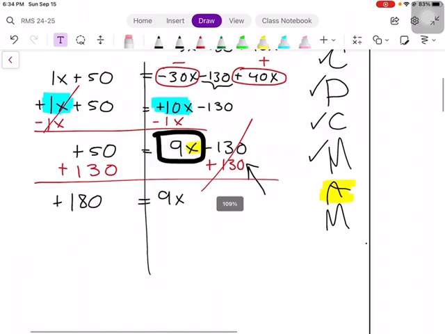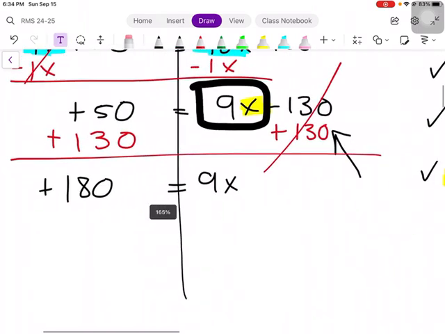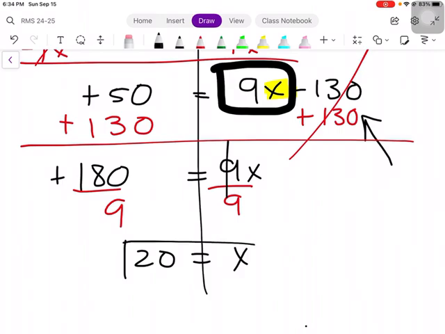So that leads us to here. We're on our very last step now. And on the last step, all you have to do is divide by the number next to your variable, otherwise known as the coefficient. So I'm going to go ahead and divide by 9. And that should give you x is equal to 20.